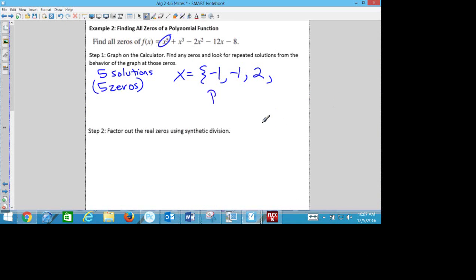So probably the other 2 are imaginary solutions. Probably the other 2 are imaginary solutions. So I'm going to show you how to find them.